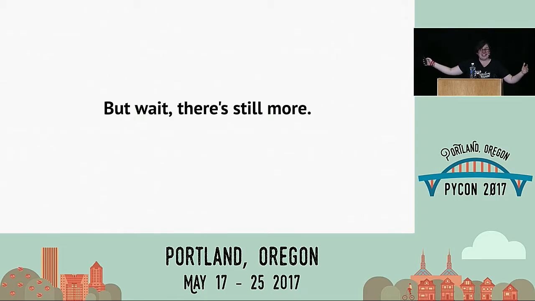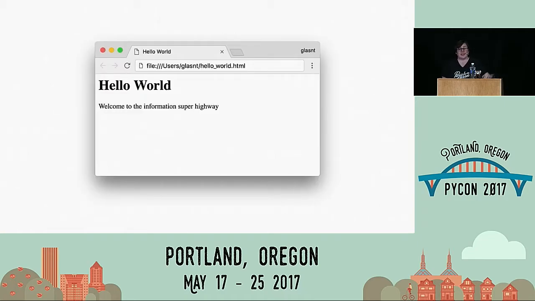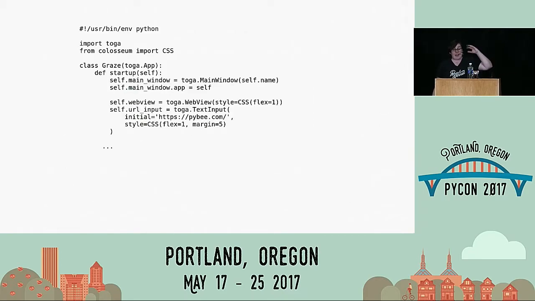But wait, there's still more. Toga is a toolkit and a collection of cross-platform widgets, which means we can declare a whole bunch of widgets, which means, you remember that browser window from before? That's just a widget. We can recreate that in Toga. If we have our Toga thing from before, we import the CSS from Colosseum. Colosseum is part of the BeeWare suite, which is to do with CSS because it has C and S and S in the middle of the thing, and it happens to be something to do with Rome.